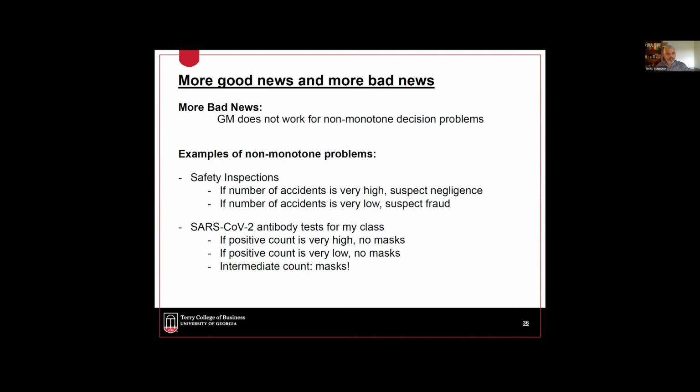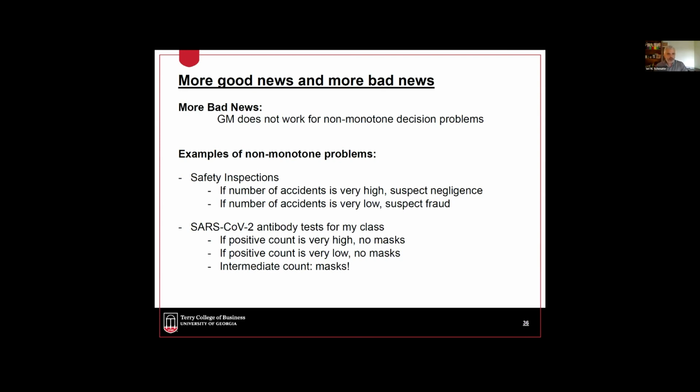An example you might think of is if I'm OSHA trying to decide how to allocate inspectors. If the number of accidents, say in a firm, is very high, I might suspect negligence and send inspectors there. If the number of accidents is very low, I might suspect fraud and send inspectors to investigate that. But if the number of accidents matches my expectations, then I might not target inspection activity there as much as I would in these other two cases.